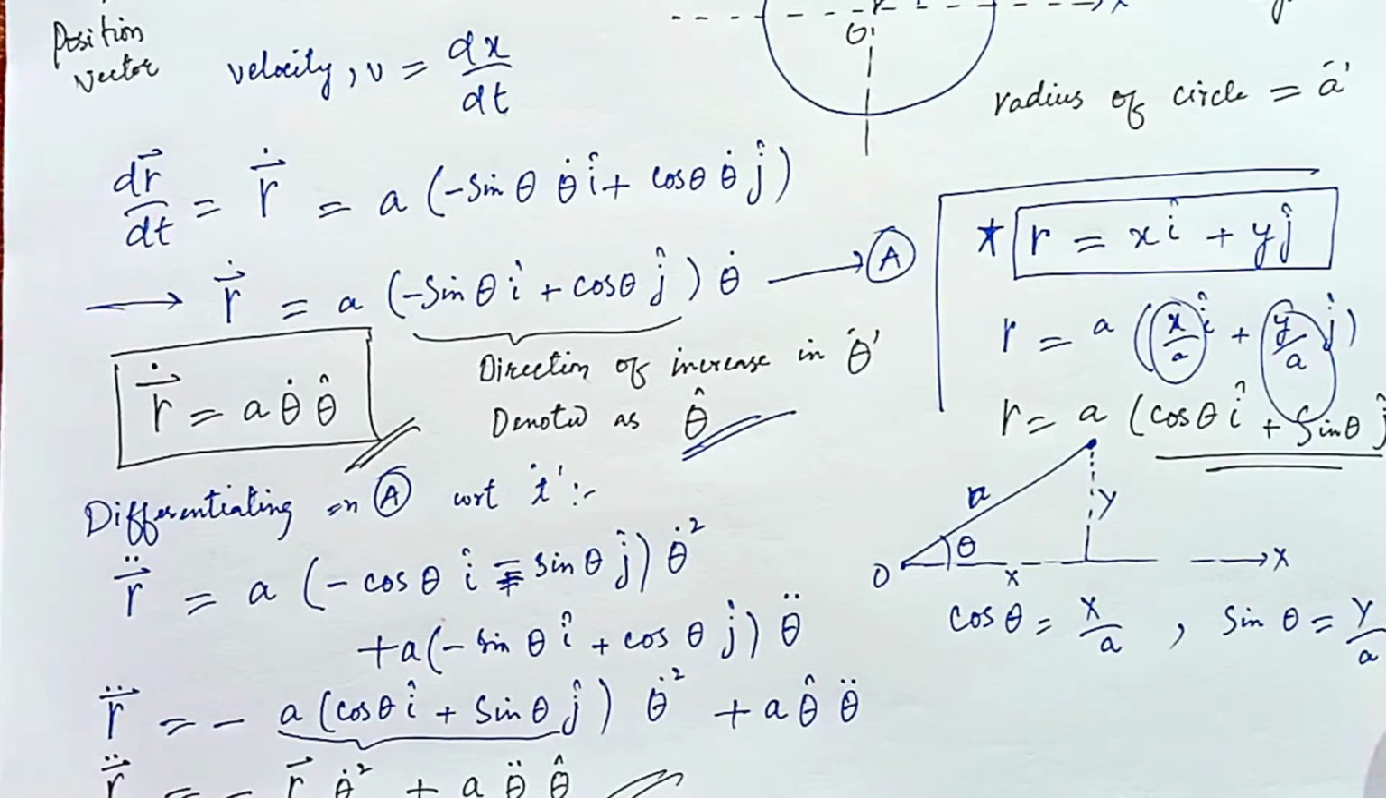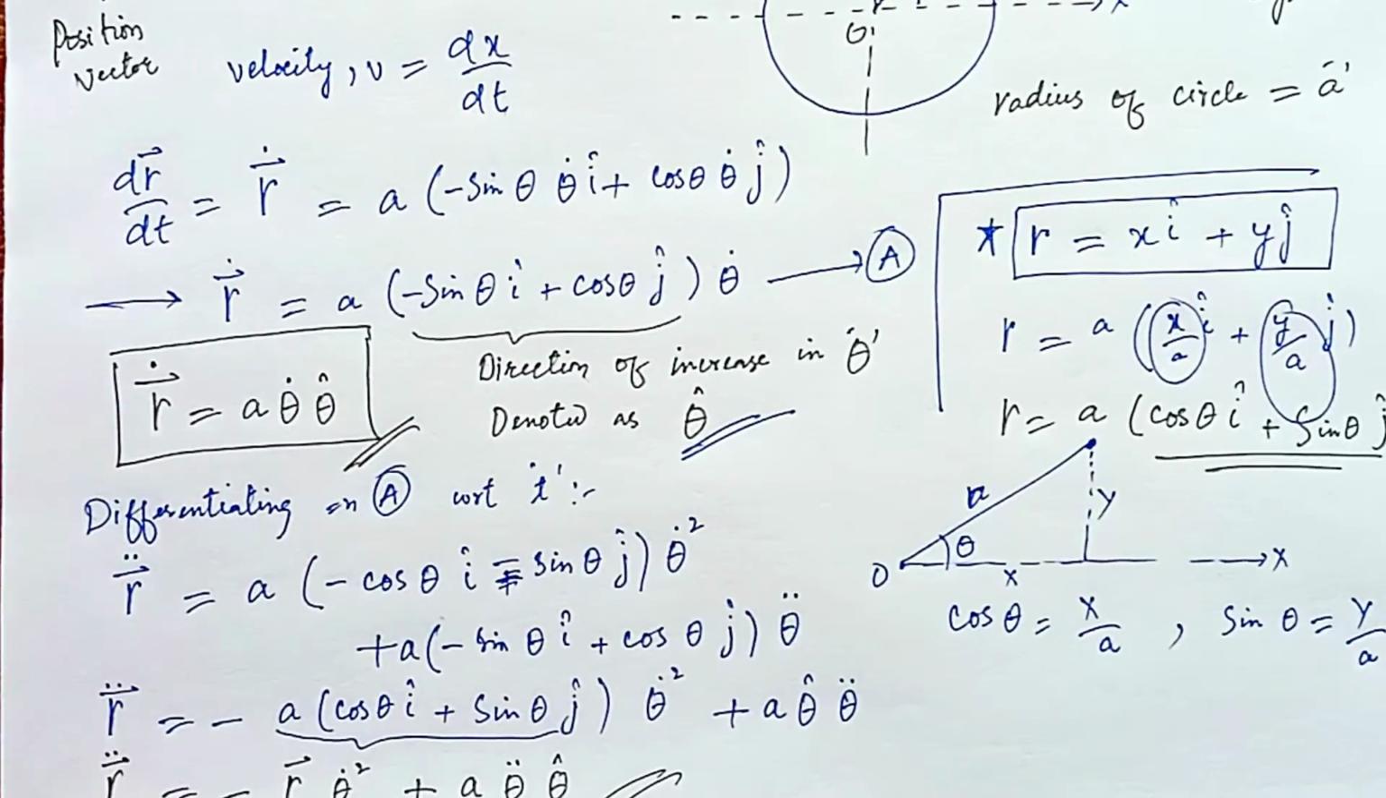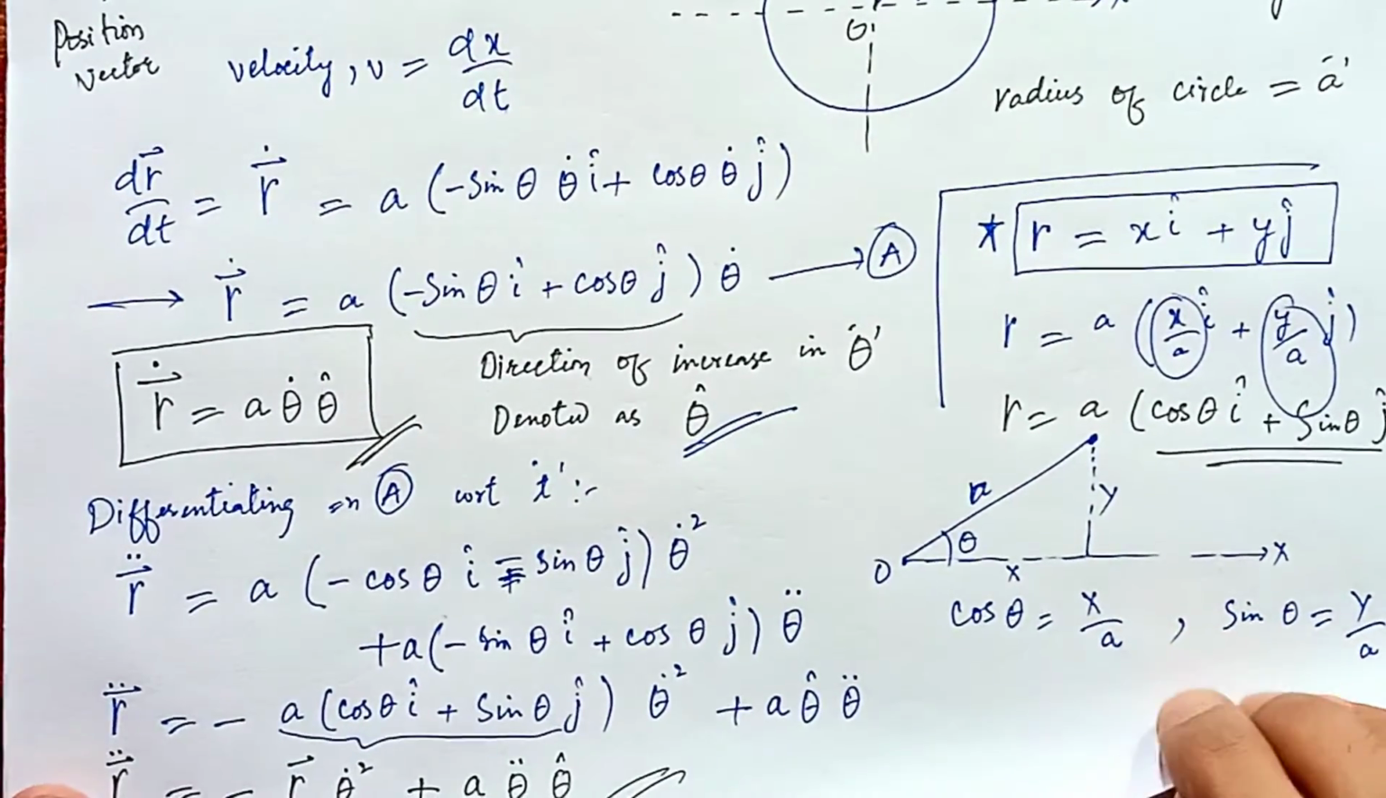Fine. So now there is a special case arising from this very thing. Let us see what that is. Fine. So we have got the result. I will write it down again. r double dot. This is the acceleration.